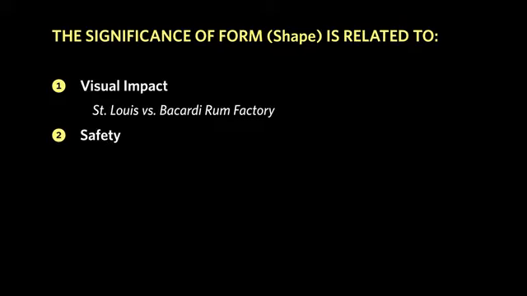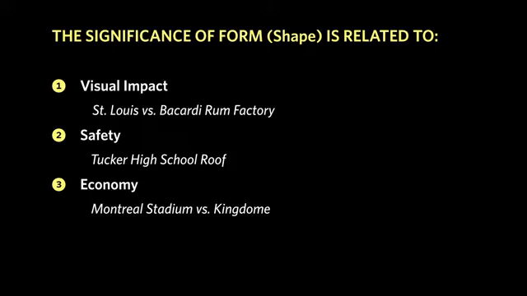More important than anything else is safety, and I'll illustrate that through the example of the Tucker High School roof. And then finally, as I mentioned earlier, economy plays a major role, and I'll illustrate that with an example of the Montreal Stadium versus the Kingdome in Seattle.